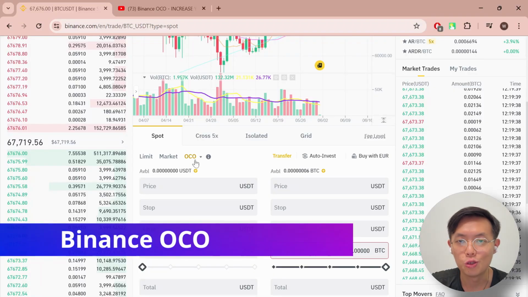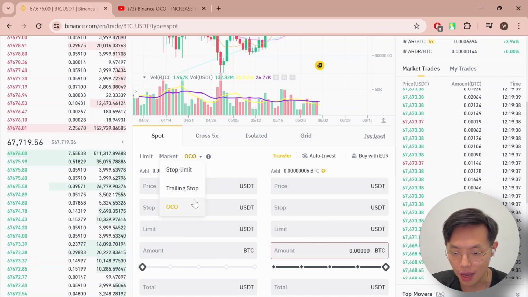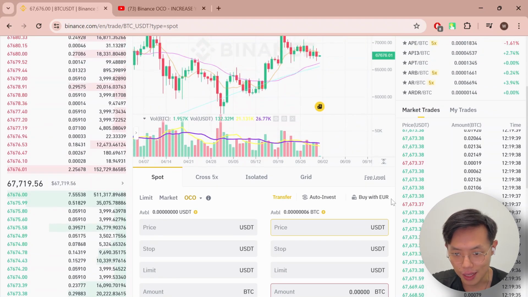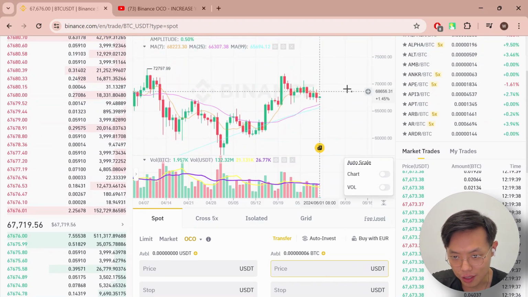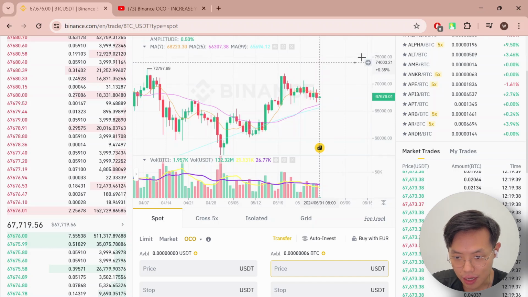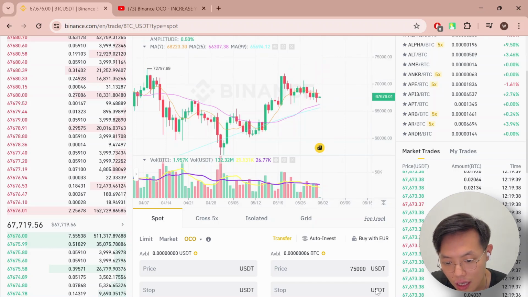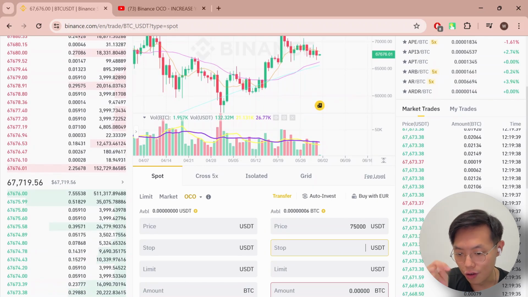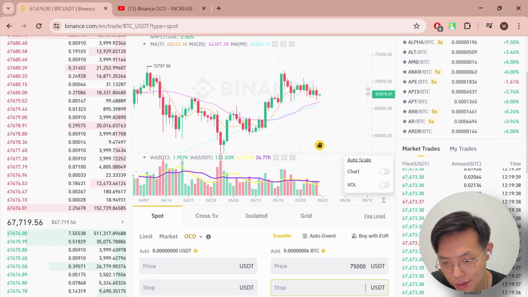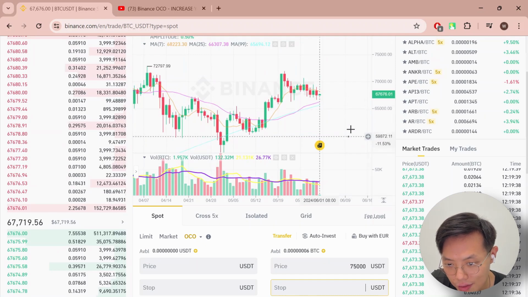Right now, I'm at the OCO page where you can find it here. OCO, one cancels the other, and usually we use it for sell, right? So this first column here is for you to take profit, like how much you want to take profit. For example, I want to take profit at 75,000, right? Key in 75,000. And stop is the trigger for your stop loss limit. So let's say I want to trigger the stop loss when it reaches 65,000.